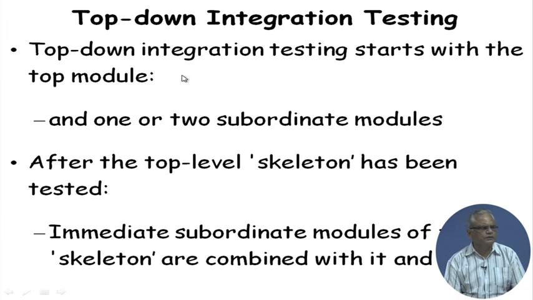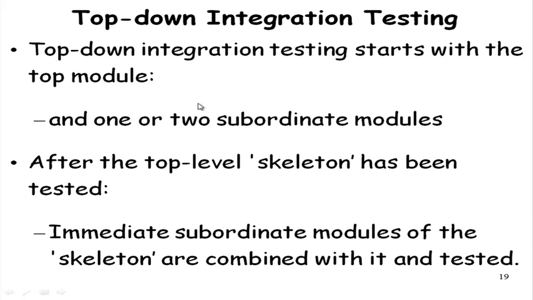Now, let us look at the top down integration testing. So, here as the name implies, we start with the topmost module, and then we take one lower level module or a subordinate module and integrate them. And if the subordinate module is very simple, almost a trivial module, then we might even take 2 modules in one step. And then once we have this top level module integration tested, we add the immediate subordinate module and so on.